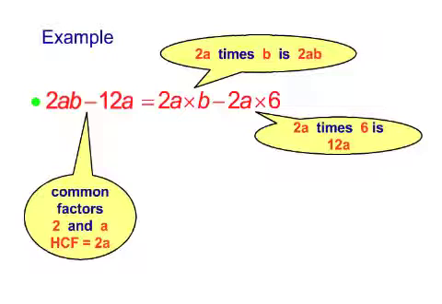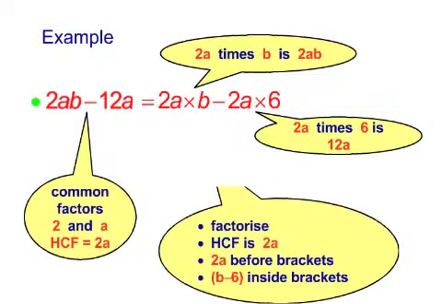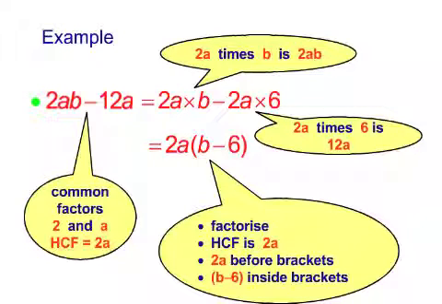Same as 2a times b minus 2a times 6. Which can be written in another way, 2a(b - 6). So to repeat, factorising, the highest common factor is 2a before the brackets, and b - 6 is placed inside the brackets, which is the other factor.